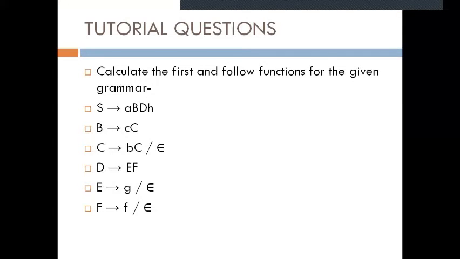The first question is calculate the first and follow value for the given grammar. S derives small a, capital B, capital D and small h. B derives small c and capital C. C derives small b and capital C, or empty. D derives capital E and F. E derives small g or empty. F derives small f or empty.